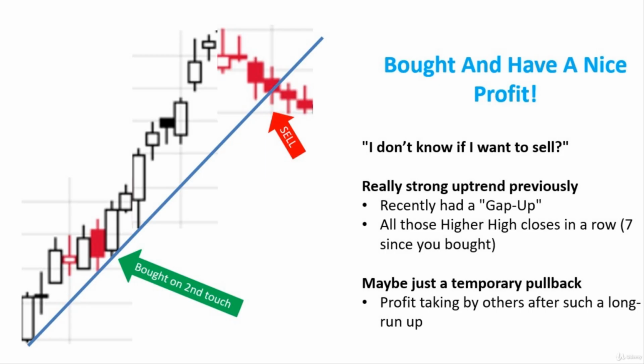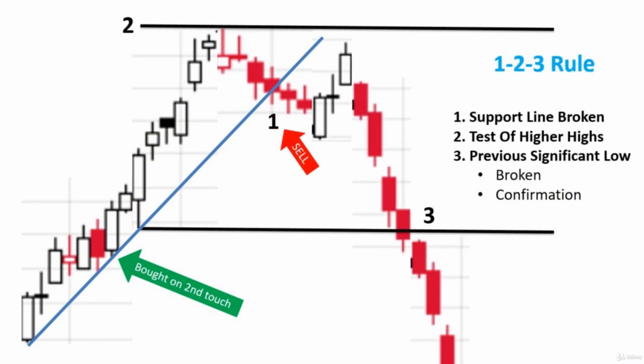So with that good stuff, all those high closes in a row and the gap up, do I really sell because it crossed that trend line, or are people just taking some profits? How do I apply my 1-2-3 rule to this is the idea. So here's how you do it. Let's put some lines on this, and this is how the 1-2-3 rule works.